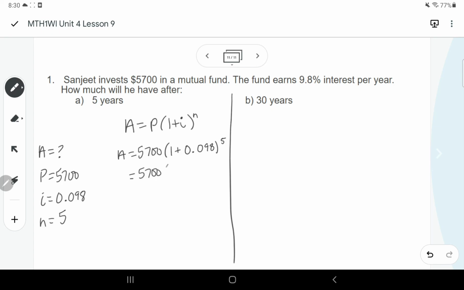So on your calculator, can you put that all in? And you should be able to do it in one step. And remember, we're dealing with money, so we'll round it off to the nearest 2 decimals, so cents. And I get that he would have $9,096, and that'll round up to 76 cents after 5 years. So I'd like you guys to pause this, try the second one for 30 years, and see what you get.